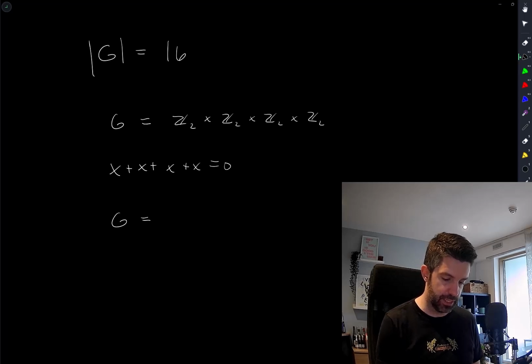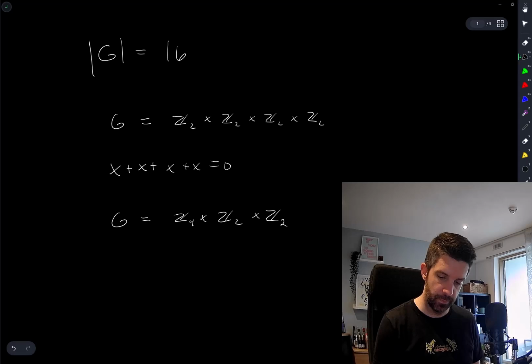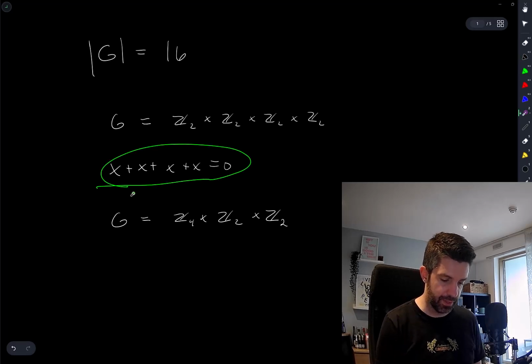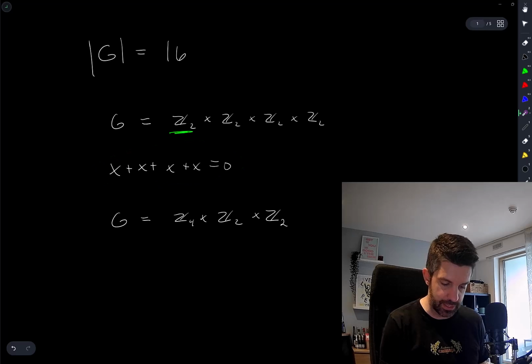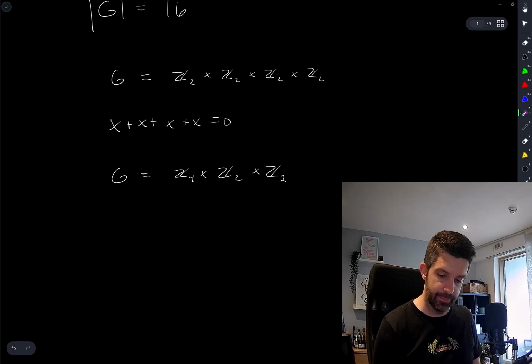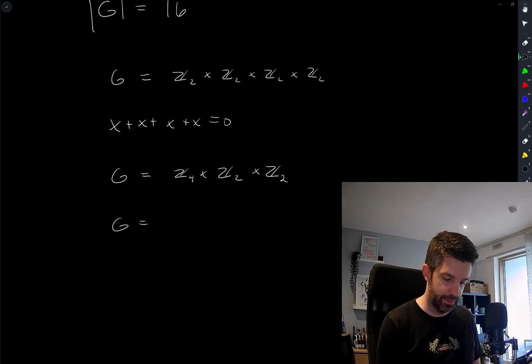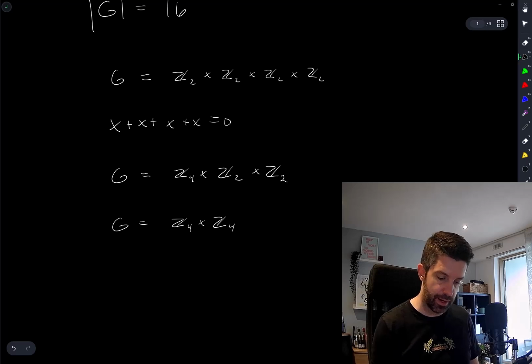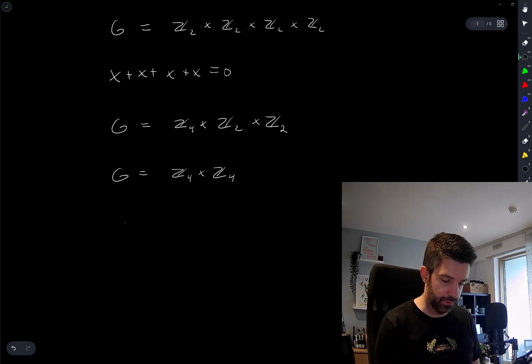Other possibilities of G are something like Z mod 4 cross Z mod 2 cross Z mod 2. Again, this satisfies the property because it is satisfied within each of these individual groups, and so it'll be satisfied in the product. And the other one that'll work is Z mod 4 product Z mod 4.